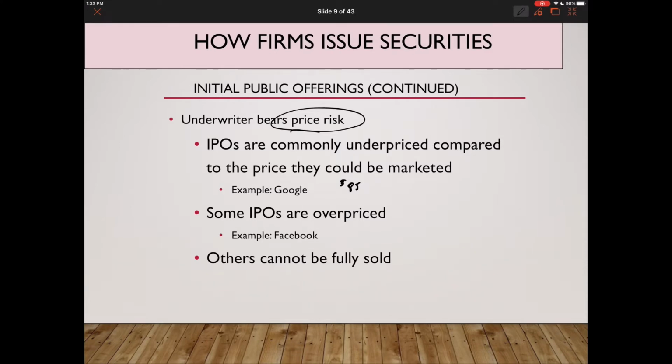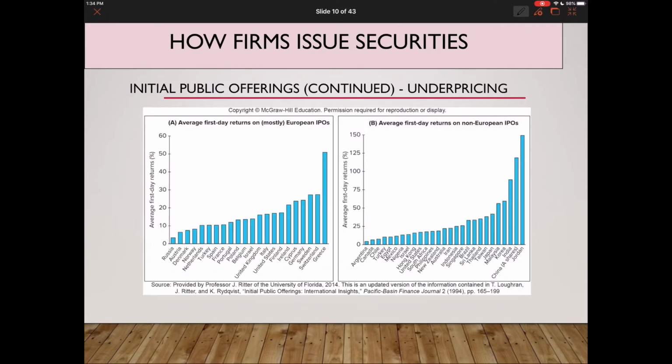So just to provide a little context on how these IPOs typically work and how they are typically underpriced in comparison to what the firms could actually raise if they priced the IPOs a little bit higher. You can look at the charts here of the average first-day returns on mostly European IPOs and then non-European IPOs, and you can see that the average first-day returns are pretty strong. So you can look at these different countries and what their typical average first-day returns are, but this is really just a showcase that oftentimes IPOs are underpriced from what they could actually earn.